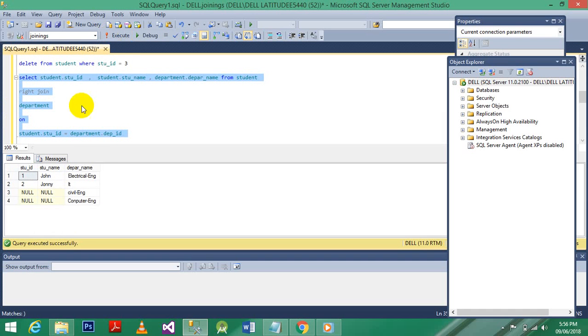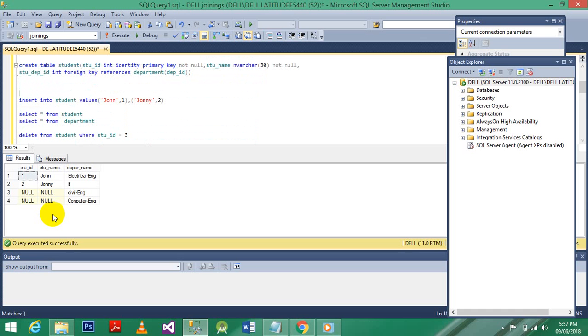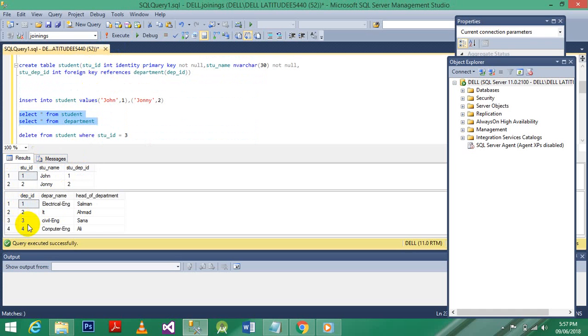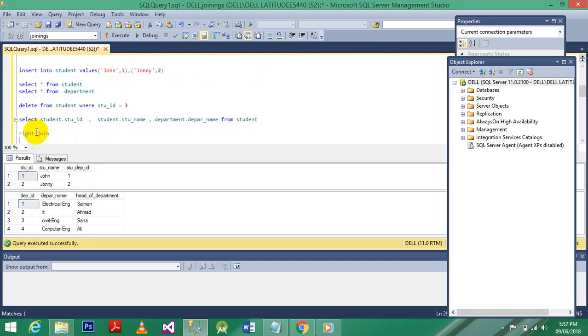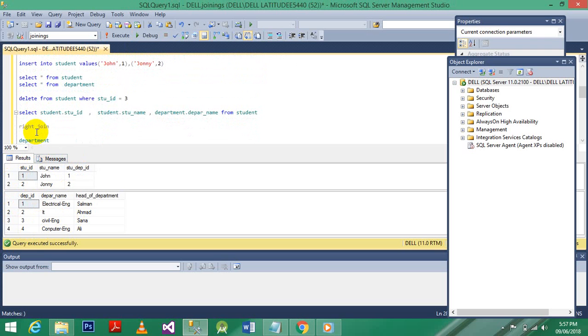Look now, we have four departments: electrical engineering, IT department, civil engineering, and computer engineering. So it shows all the data from the right table and only the similar data of the left table. Look, there is a null. That means we do not use department ID 3 and department ID 4 in our student table. Look here, we don't use ID 3 and ID 4, civil engineering and computer engineering, in our student table. So this is inner join, left join, and right join.